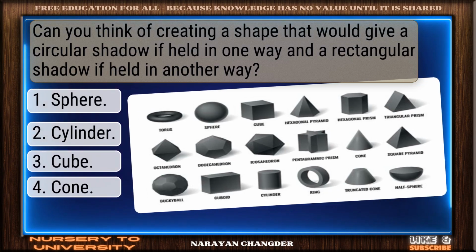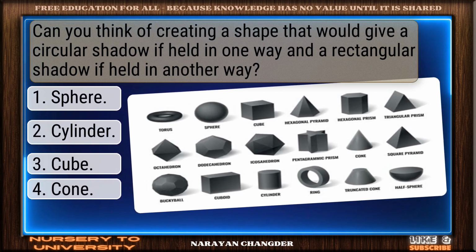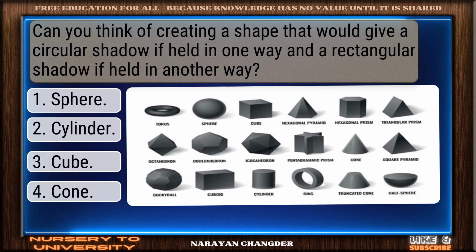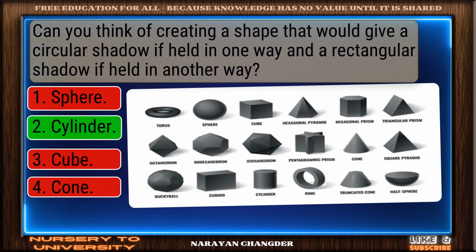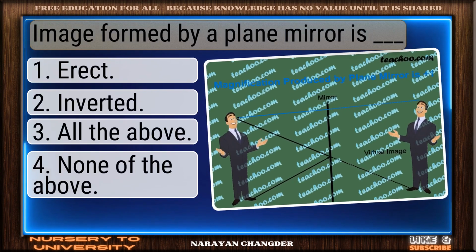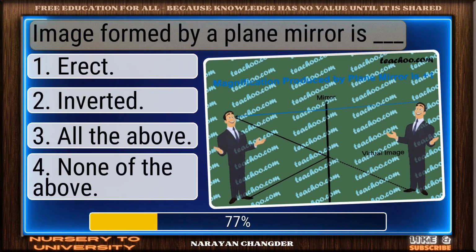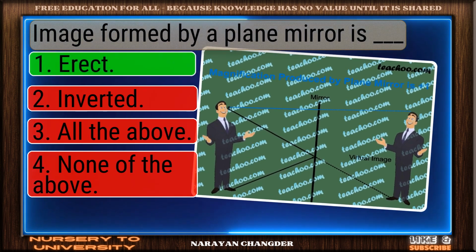Can you think of creating a shape that would give a circular shadow if held in one way and a rectangular shadow if held in another way? You chose cylinder, and it is correct. Image formed by a plane mirror is dash. Excellent. Erect is a brilliant choice.